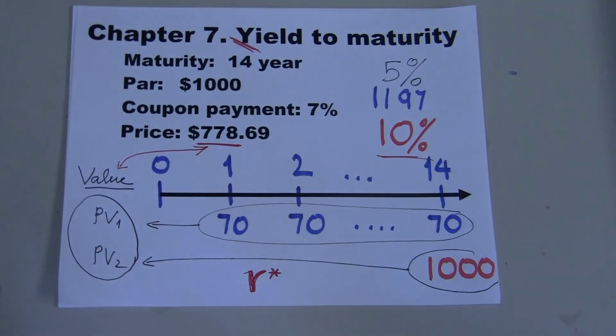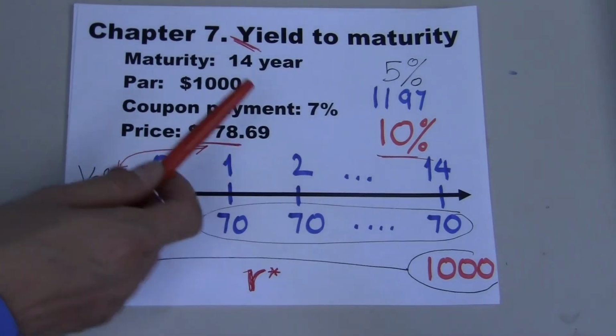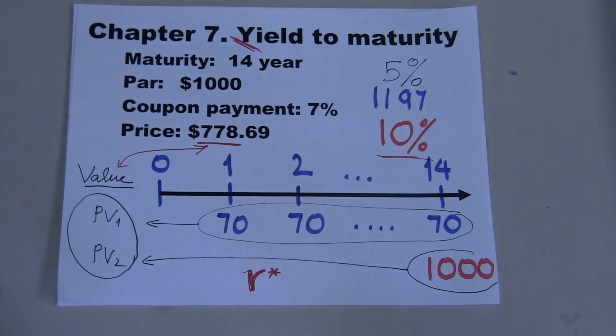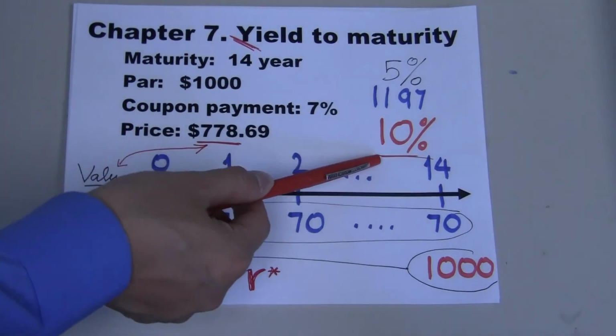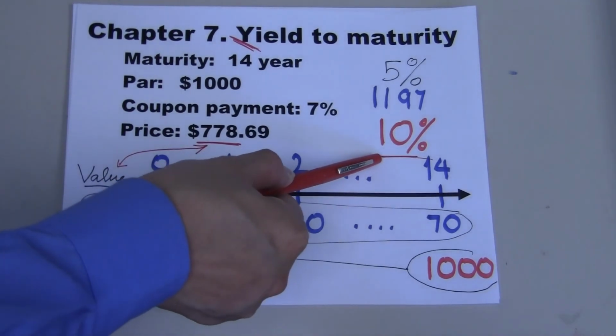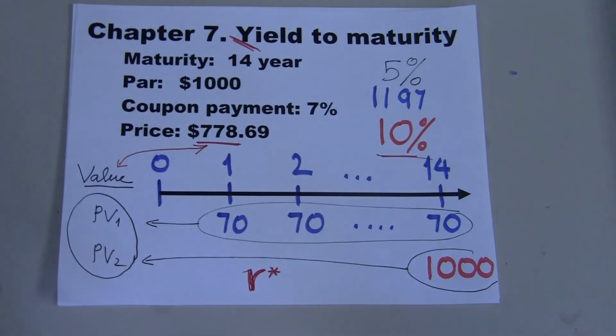The meaning of 10% is, if I buy the bond paying 778.69 right now and hold the bond until maturity, the return on that investment is exactly 10%. It is quite a complicated issue, and I hope this video helped you to see the meaning and how we calculate the yield to maturity better.